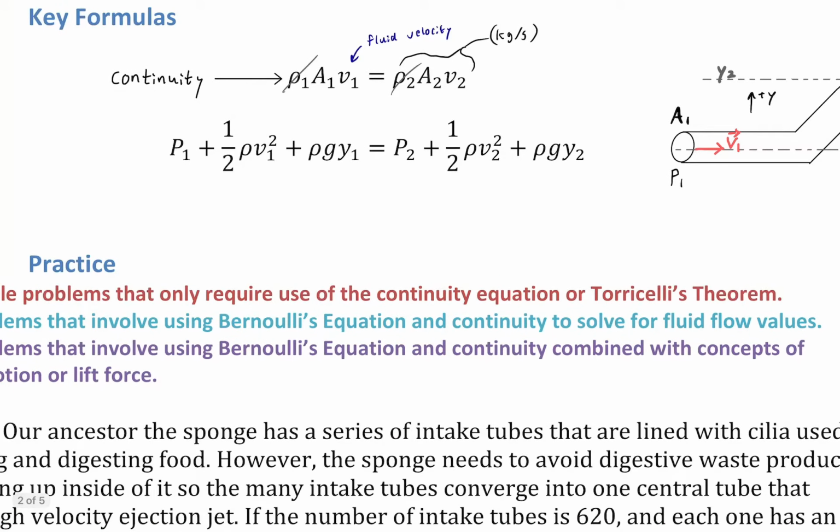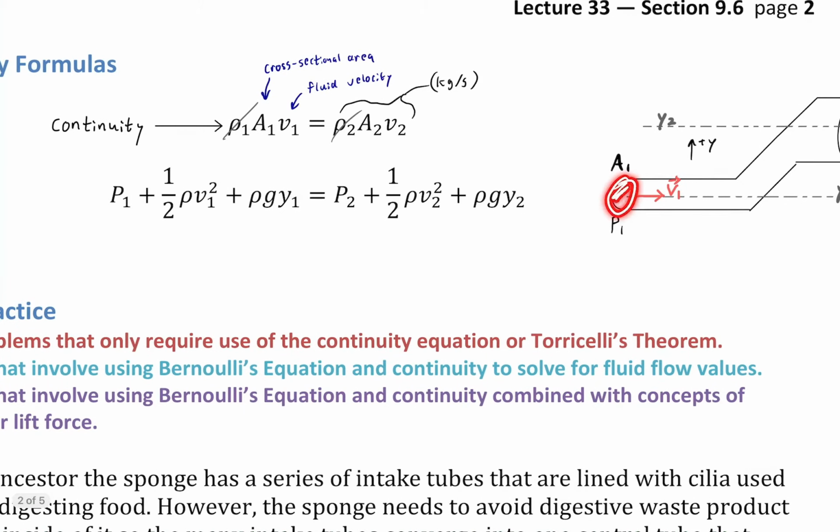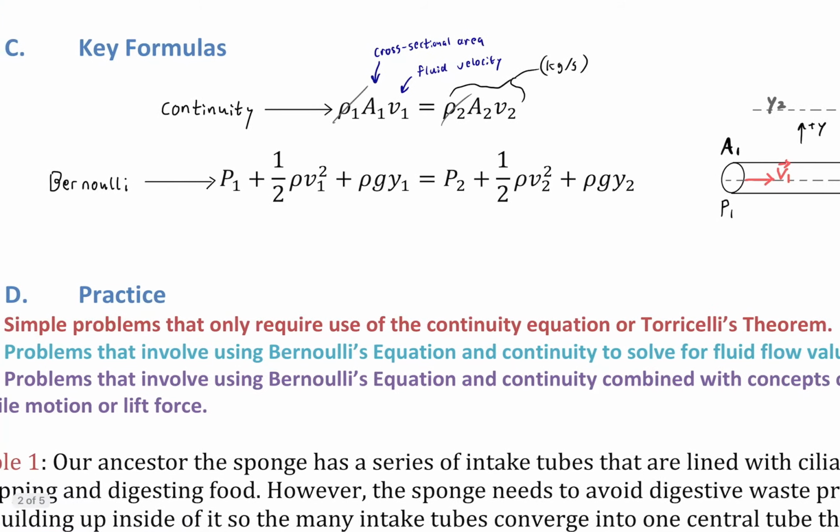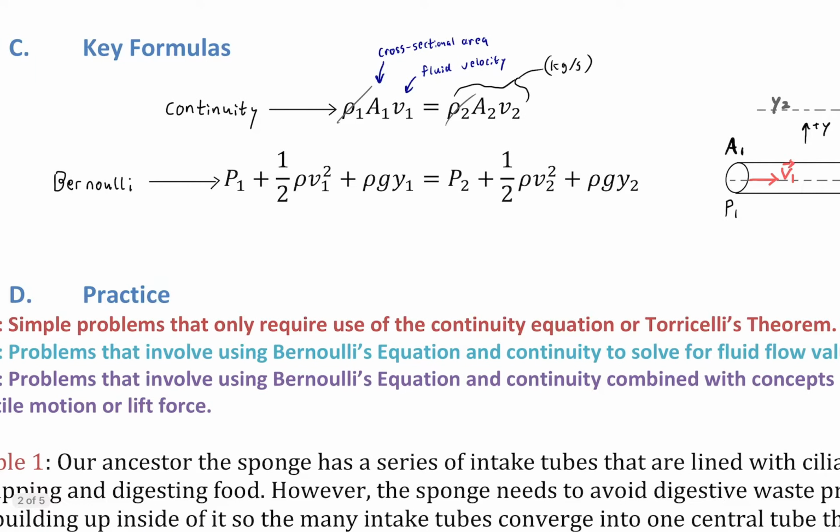Now here's Bernoulli, all right? Oh, here's the terms, I forgot. This is just fluid velocity, and that's cross-sectional area, okay? Like this. This would be the cross-sectional area. All right, so now on to Bernoulli. I always shorten it as Bernoulli rather than Bernoulli's equation, okay?